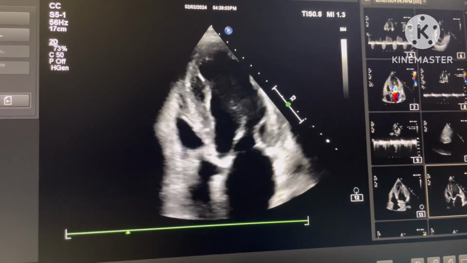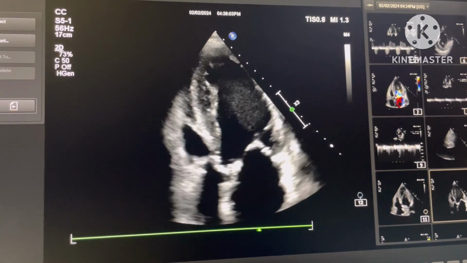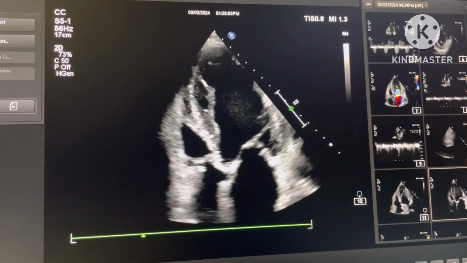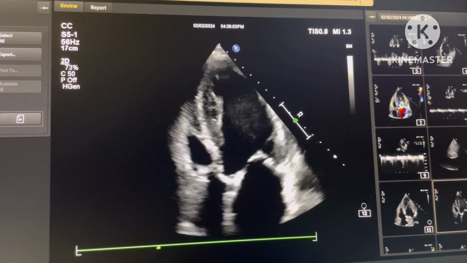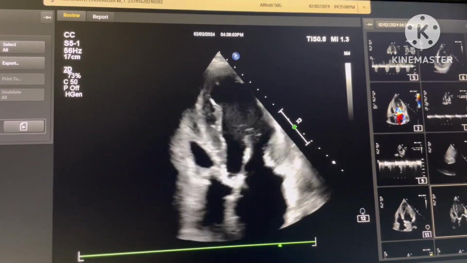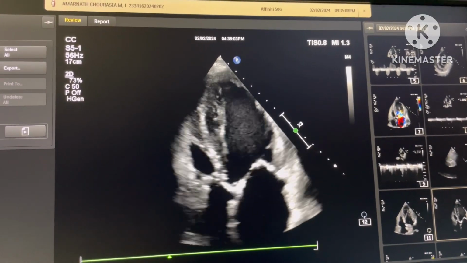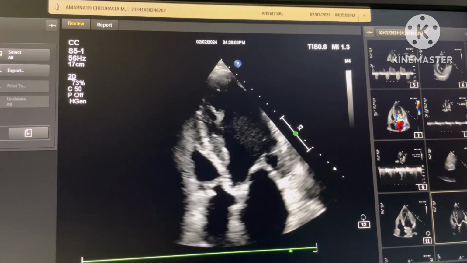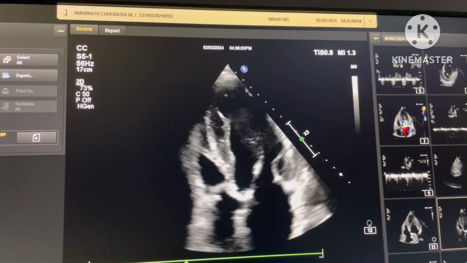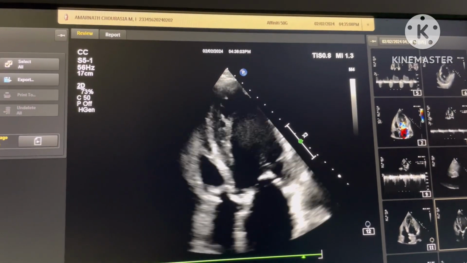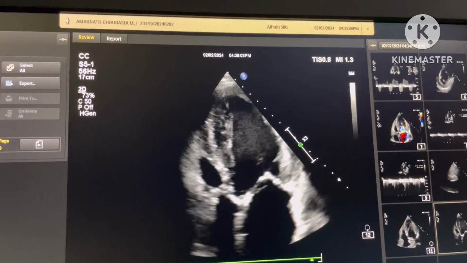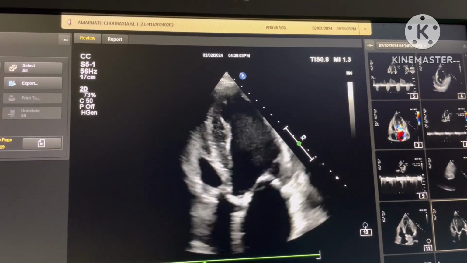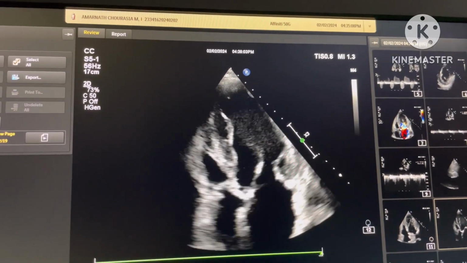Because of significant LV systolic dysfunction, sometimes the valve is not opening properly. That will look like pseudo-severe aortic stenosis. It looks like severe aortic stenosis, but it's not severe. Only because of significantly reduced LV systolic function, the valve is not opening, so it appears like severe AS. To find out whether it is severe AS or not, we apply the continuity equation.